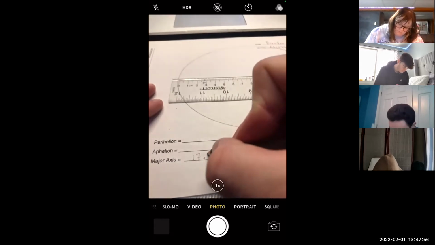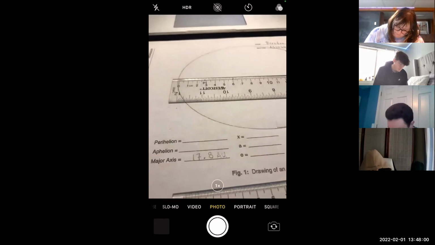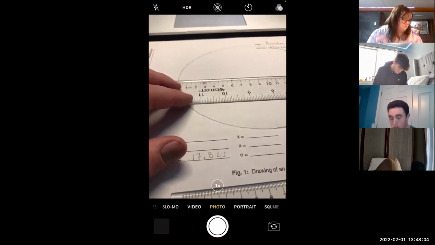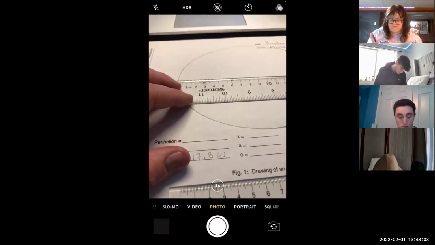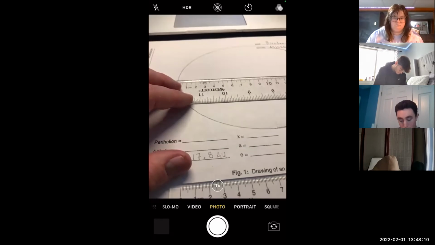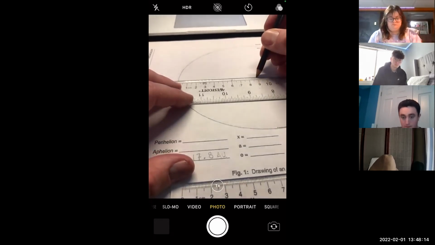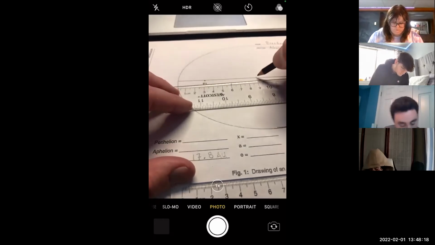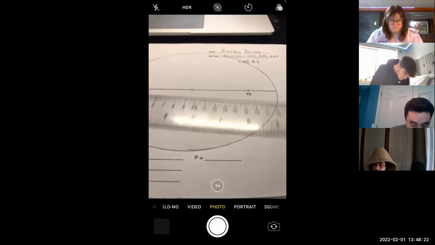Now, I'm going to put it in AU because it's a scale model of a planetary orbit. We need to mark the midpoint, right? So 17.8 divided by 2 is 8.9. So I'm going to go to 8.9, and I'm going to mark that midpoint as best I can. That's my center, C.